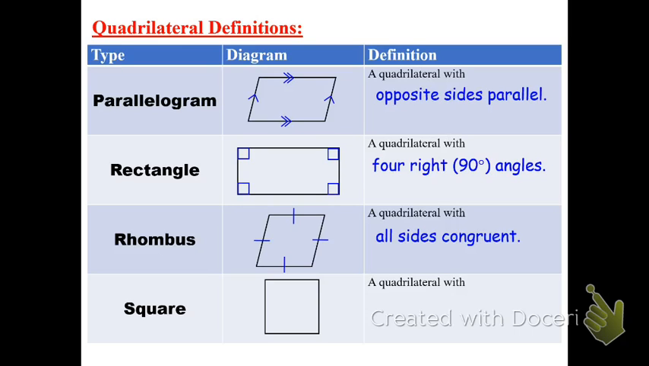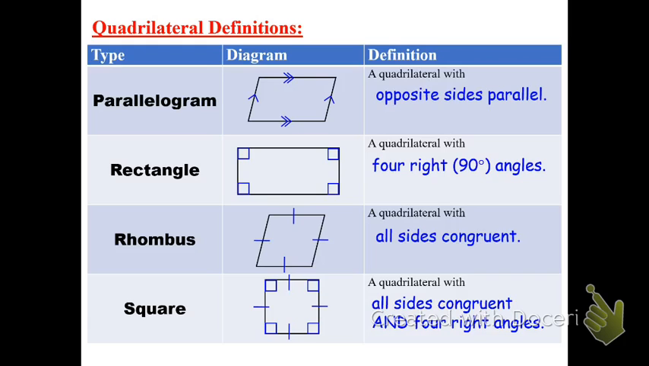The square. The square has the properties of the rhombus and the rectangle, meaning that all sides are congruent and it has 4 right angles. First, let's show that all sides are congruent. We'll use the tick marks. Second, we'll show that all 4 angles are right angles by putting in the 90-degree boxes. The square has the 4 congruent sides and the 4 right angles.